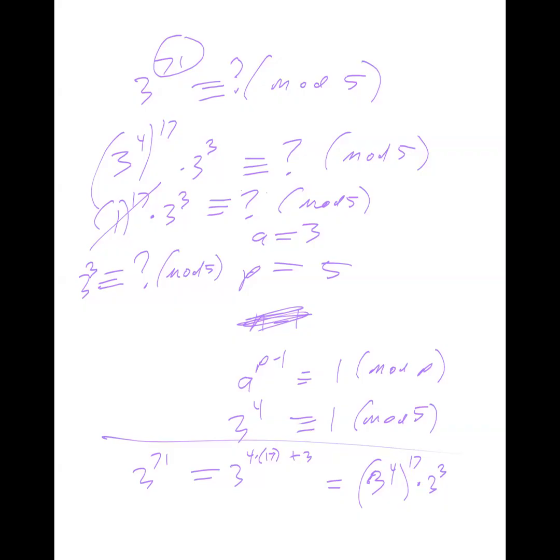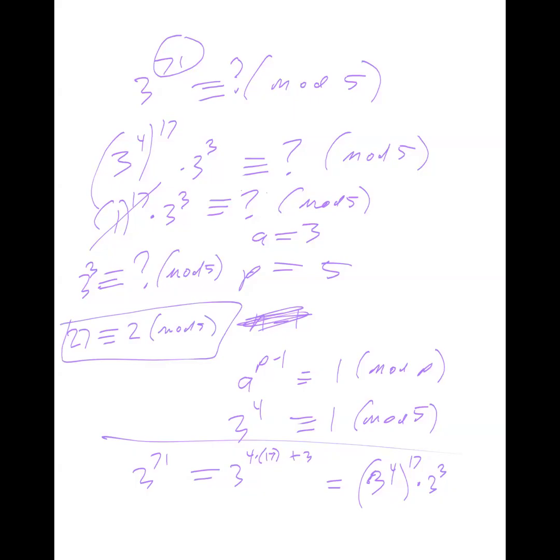2, because first of all, what is 3 to the 3rd? 27. And 27 has a remainder of 2 after you divide by 5. Yep, so the solution is 2. See that? So that's actually a lot quicker than the binary expansion theorem that we learned.